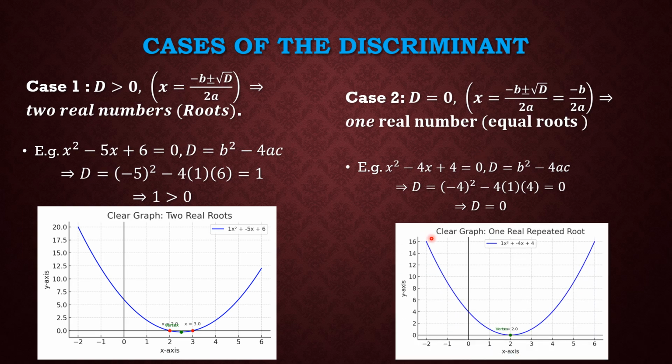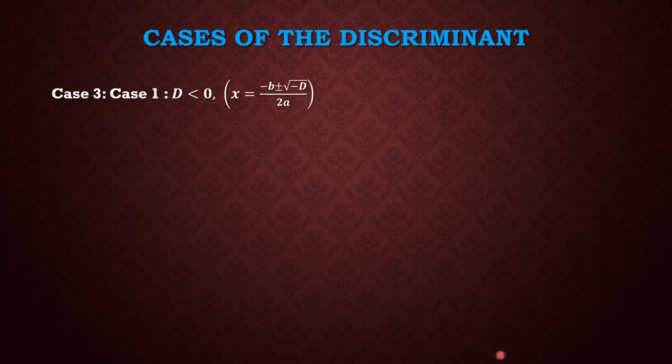When you plot or sketch the graph of this particular function, the curve will intersect the x-axis at the point where x is equal to 2. Only one point of intersection. It means that the x-axis is a tangent to the curve at the point where x is equal to 2. Only one real number.